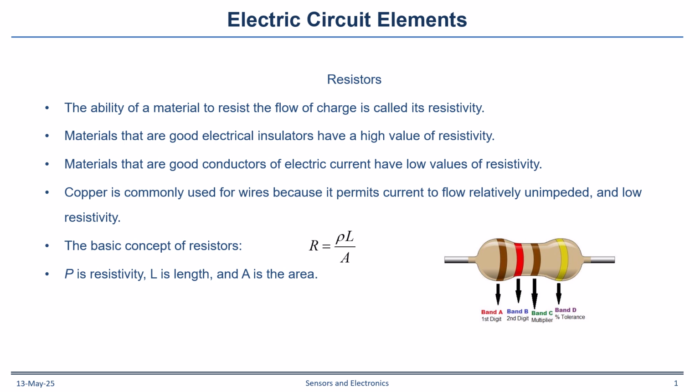Hello, today we want to talk about one of the main elements in every circuit, and that element is the resistor. Resistor or resistance comes from the concept that if electrons want to flow through one wire or one conductor, we have some resistivity, some resistance.